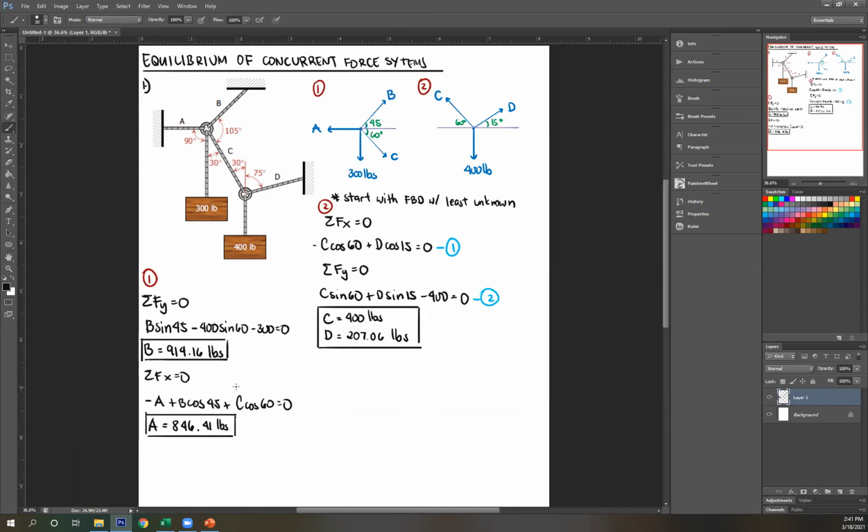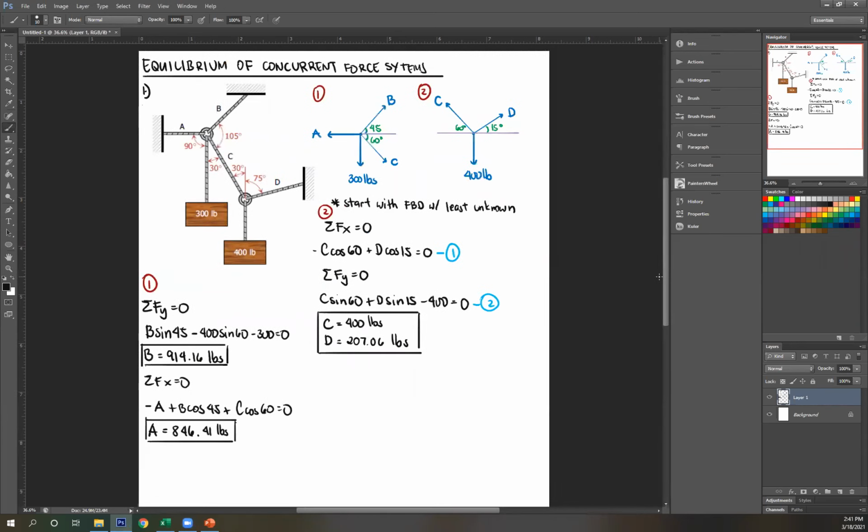So that's one way to solve for this, just solving as is. However, there are times where you have to rotate your axis to make your solution easier. So that is method 1. Let me show you method 2.